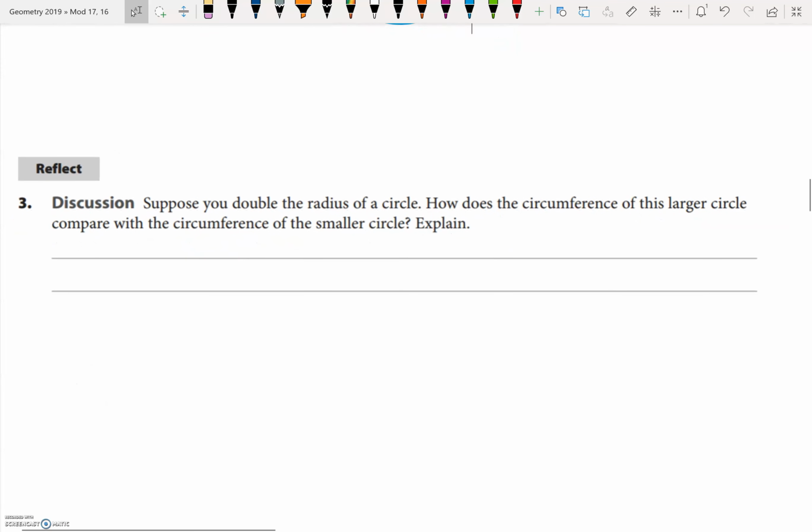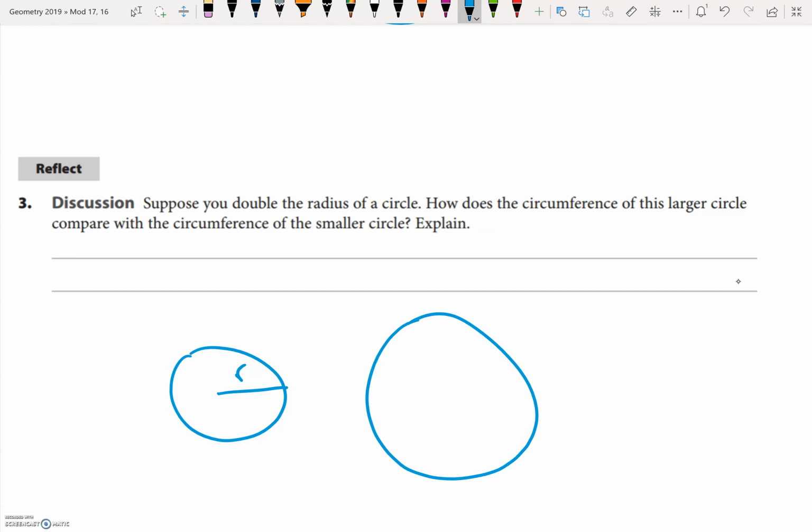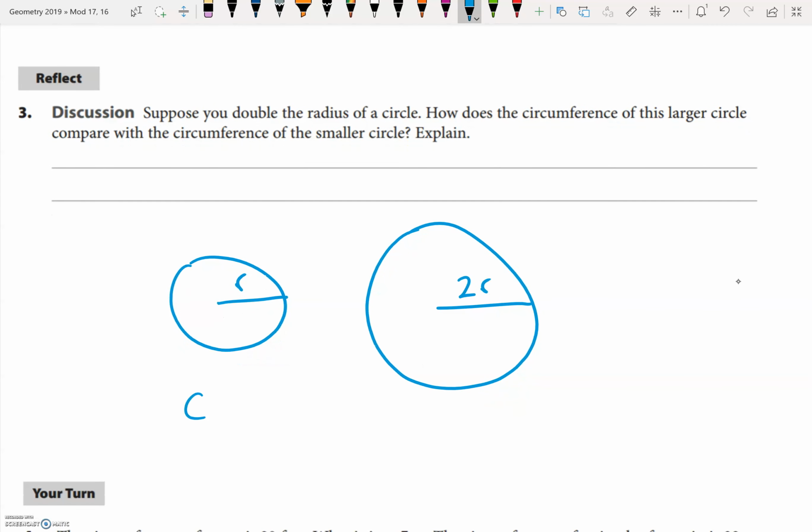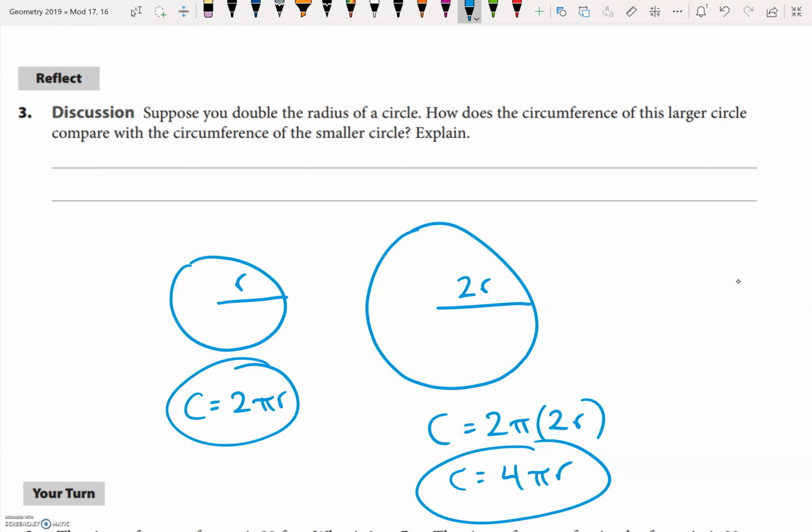For number 3 here, it says, suppose we double the radius of a circle. How does the circumference of the largest circle compare to the circumference of the smaller circle? So if I have some circle here, and then I double the radius, so I call this 2r, how do these circumferences compare to each other? The first one is 2 pi r. The second one is 2 pi times 2r. If I multiply this second one out, we get 4 pi r. So if I take my 2 pi r and turn it into 4 pi r, this one is 2 times as big, which means that if I double the radius, I am doubling the circumference.